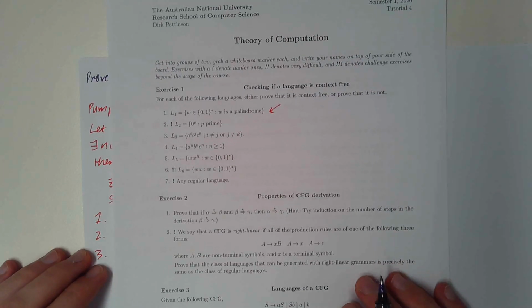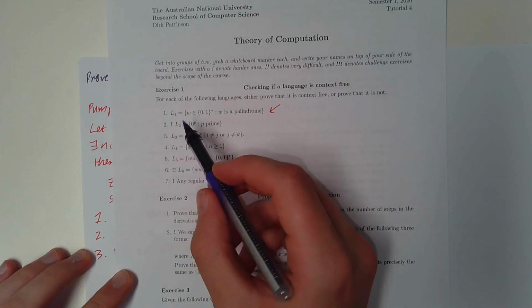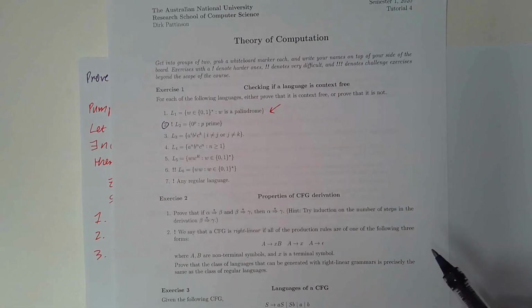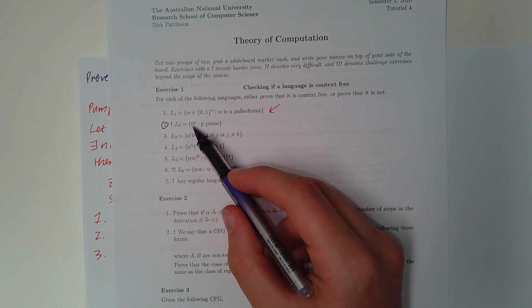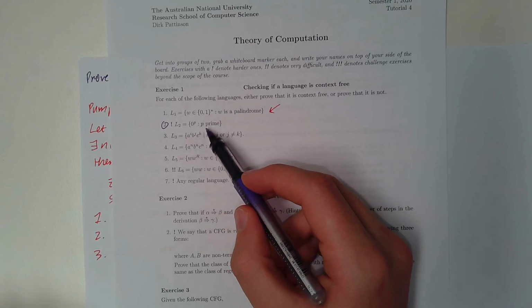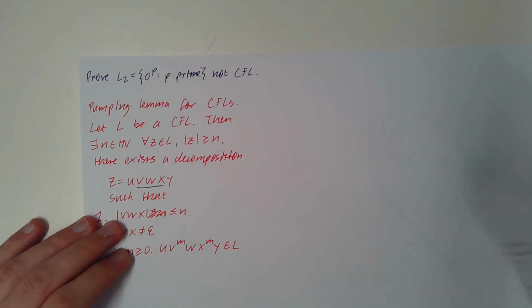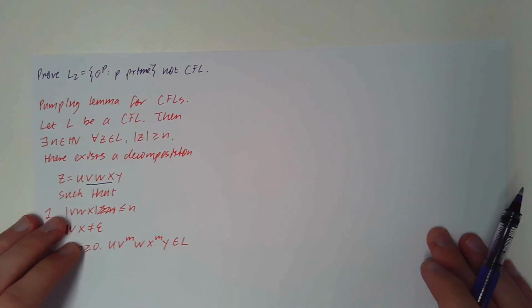So let's look at an example. I'm going to look at exercise 1.2 on the tutorial sheet. We're going to prove that L2, that is the set of all strings of zeros of length p, where p is any prime number, is not a context-free language. So let's go through the proof.